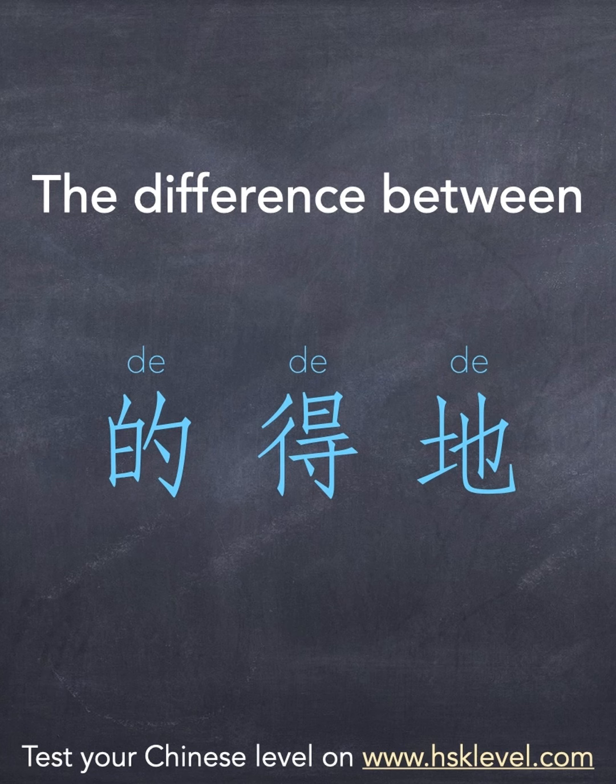In Chinese, there are 3 different grammatical particles that are all pronounced de, and they are all used to modify or describe how an action is done. So today we're gonna learn the difference between the 3 de particles.